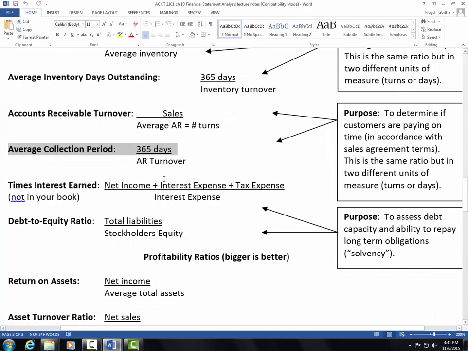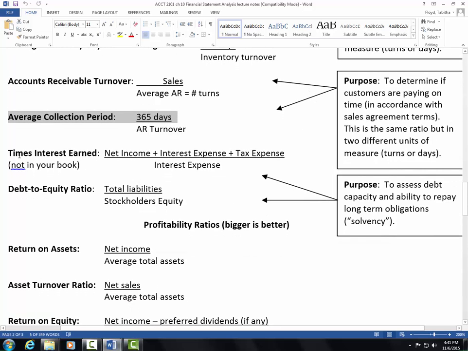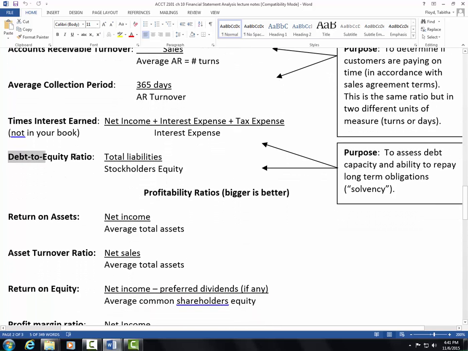All right. We're not going to talk about times interest earned. You're not responsible for that one. Debt to equity. Debt to equity measures all the debt, which is all your liabilities, compared to your shareholders' equity.